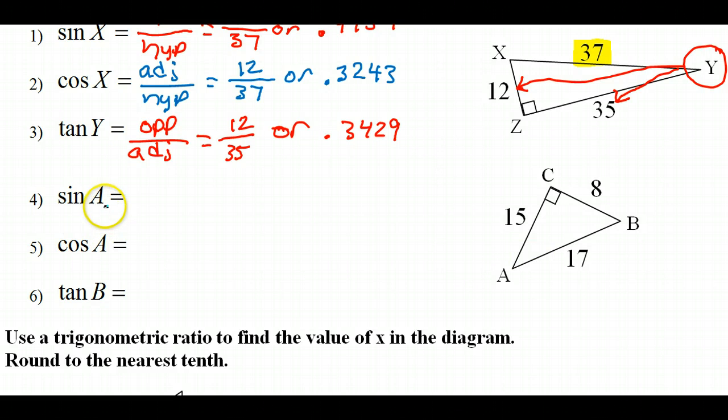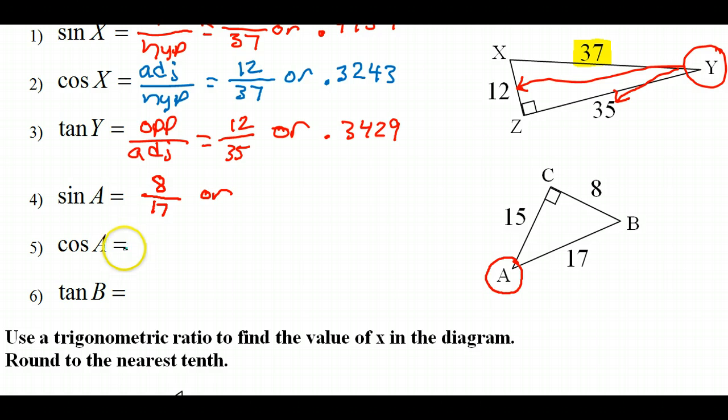Sine of angle A. So we're looking at angle A. Sine is opposite over hypotenuse. So what's opposite? 8. What's the hypotenuse? 17. So 8 over 17. I'm going to leave you guys to make the decimal on your own so I can get to the bottom problems. I trust you can make your own decimal.